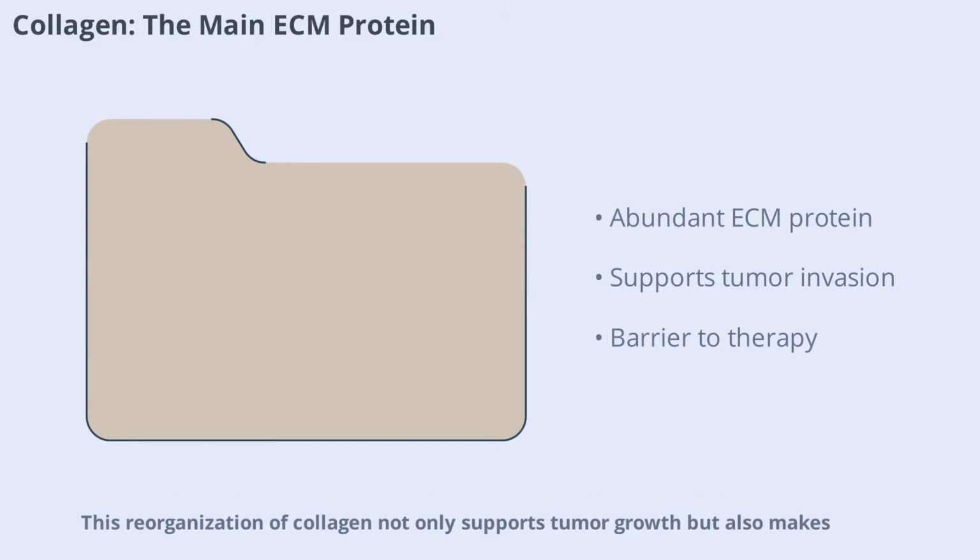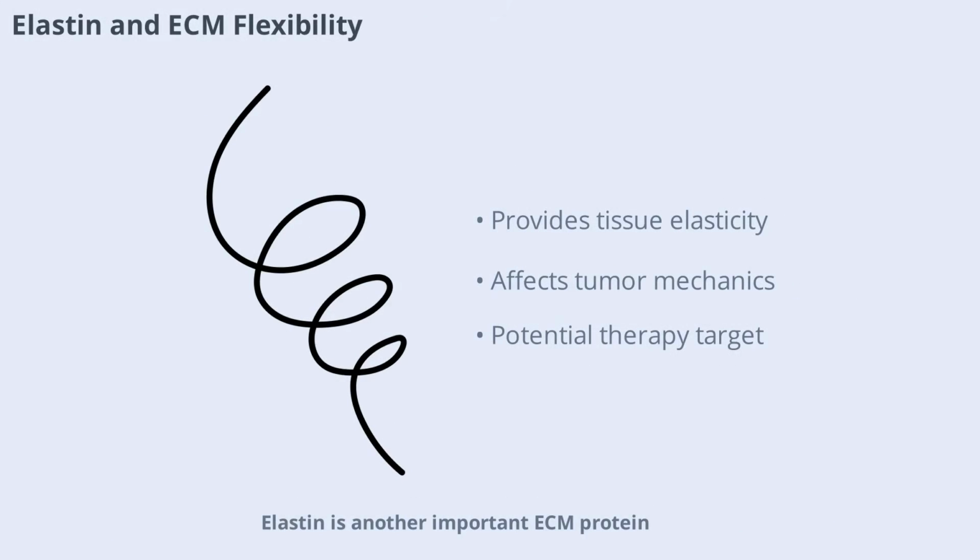This reorganization of collagen not only supports tumor growth, but also makes it more difficult for immune cells and therapies to reach the cancer. Targeting collagen remodeling is an area of active research in cancer treatment. Elastin is another important ECM protein, providing tissues with elasticity and flexibility. In the tumor microenvironment, changes in elastin levels can alter the mechanical properties of the tissue.